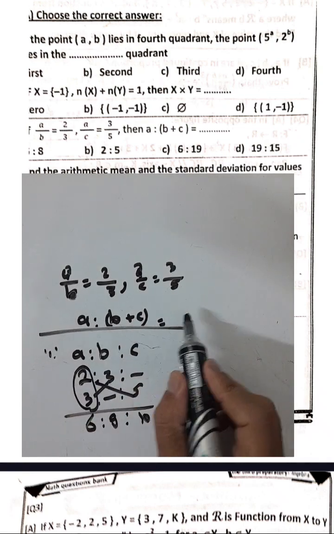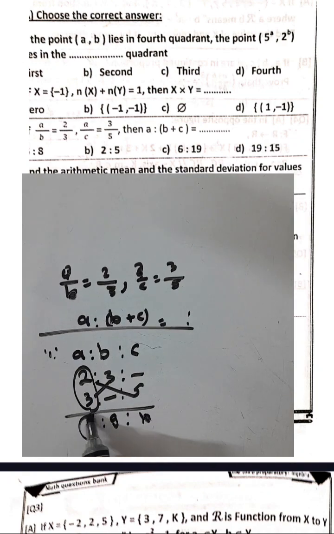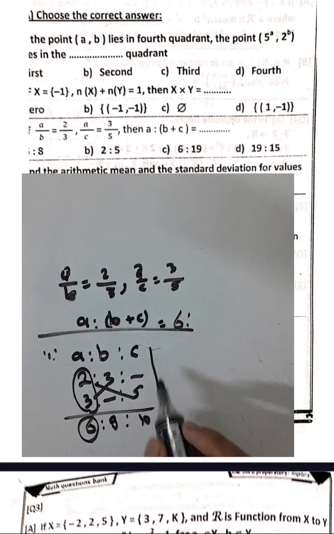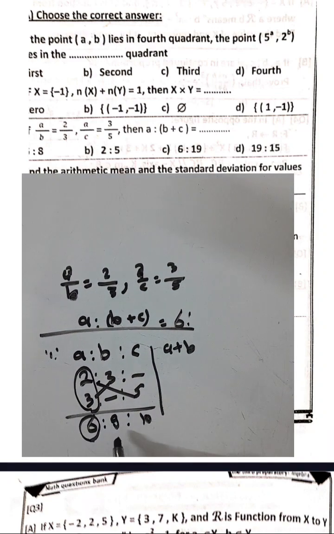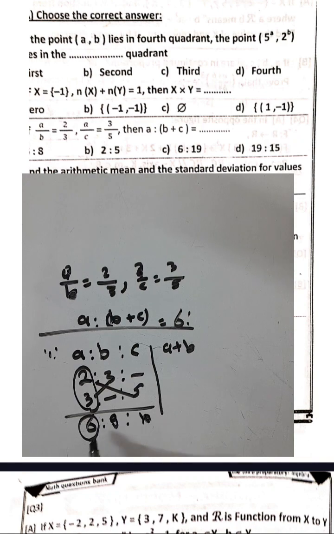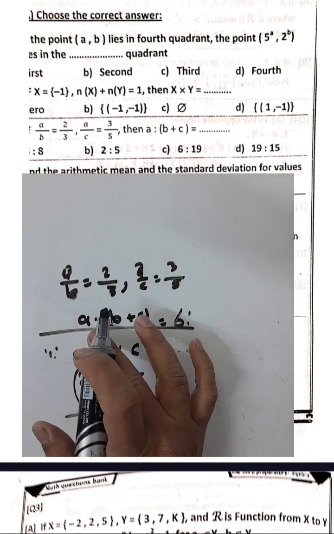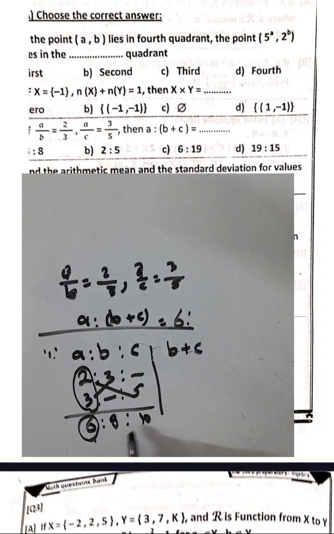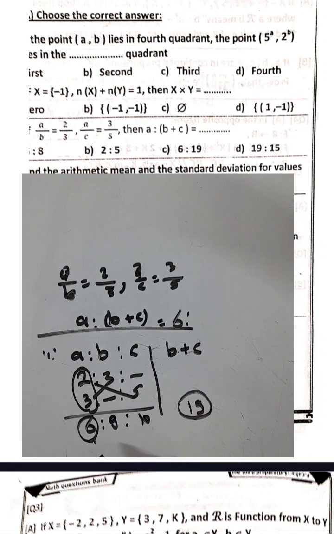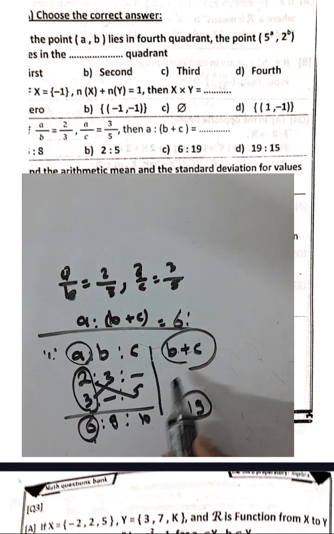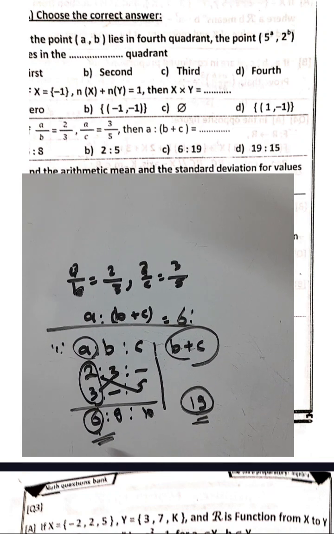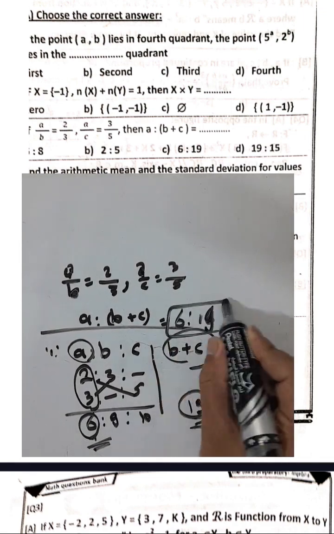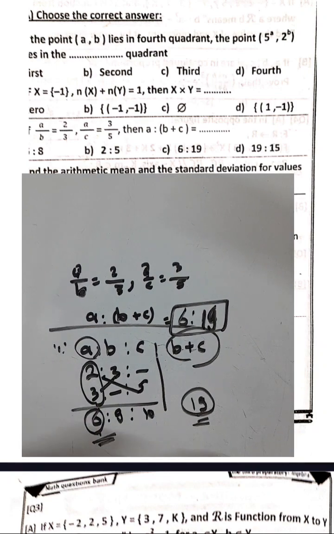Then for the ratio, A will be 6. You want to find the ratio between A and B plus C. You can add B plus C, 9 plus 10, it will be 19. Then the ratio between A and B plus C will be 6 to 19. The result will be 6 to 19. Choose letter C.